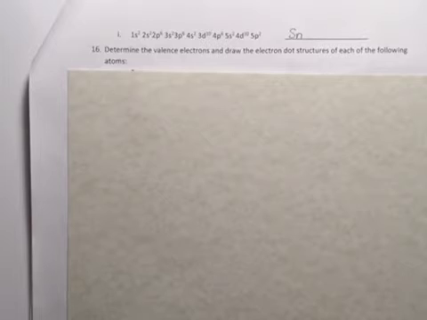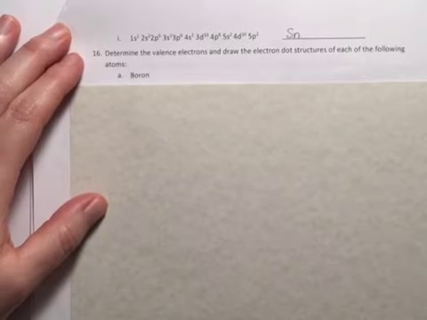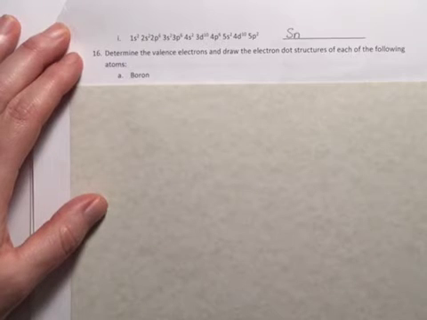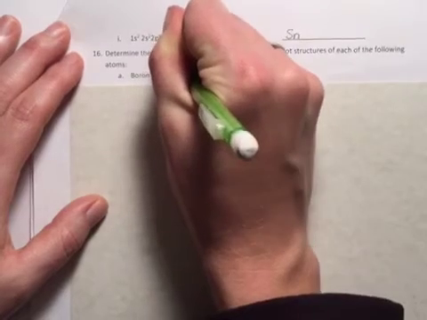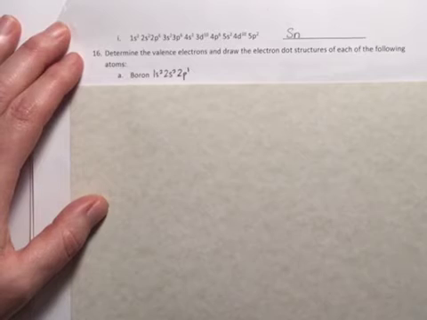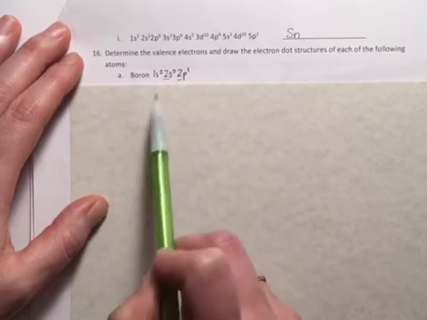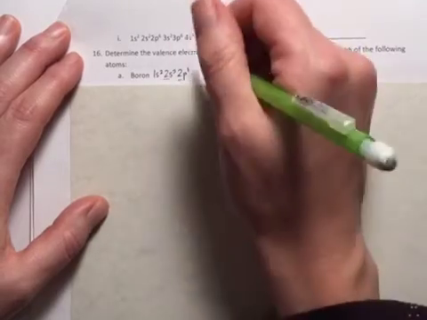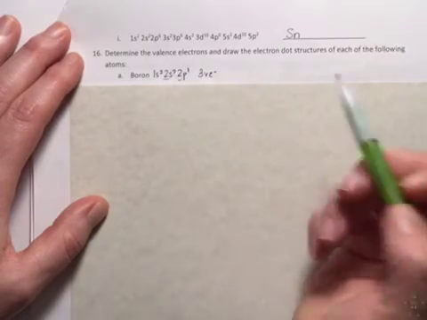Okay, determining the valence electrons and draw the electron dot structures of each of the following. Using boron as my example, the first thing that I would do in trying to determine valence electrons is write your electron configuration. For boron, this is it. So for valence electrons, I'm going to go to the highest energy level, which is 2. And I'm going to total up those electrons. So boron has 3 valence electrons, 1, 2, 3.